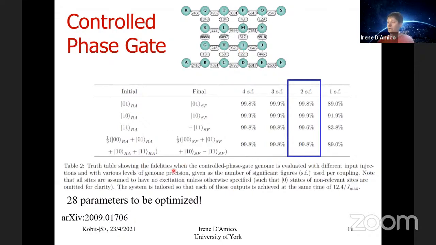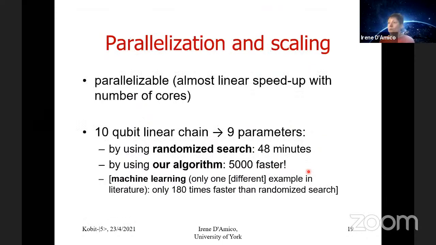And I note that in this case, we had to optimize 28 parameters. So this is quite a big task. Our parameter space was really, really big. Let me just say a few words about parallelization and scaling. The type of network we have is highly parallelizable. We have almost a linear speed up with the number of cores. So this is the typical nature of the genetic algorithm.